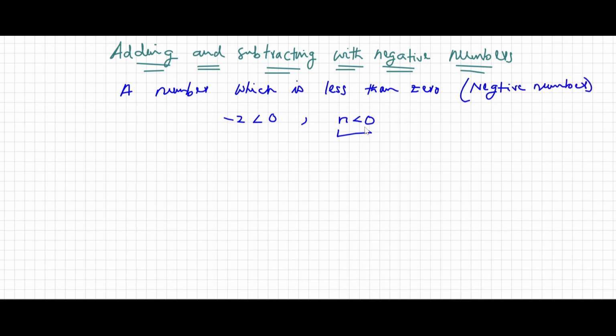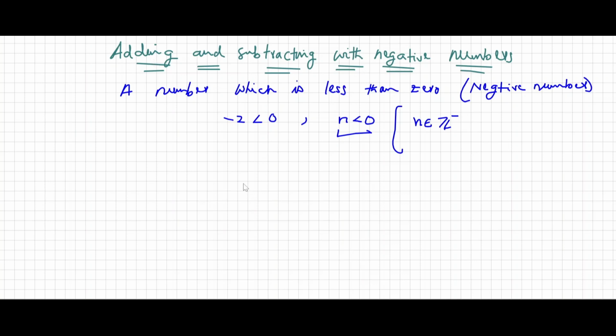You can also say something like this, because we are dealing with integers: a number n which belongs to the negative integers. Because 0 is not a positive or a negative number. So next we have two things. Our topic is about adding and subtracting with negative numbers.